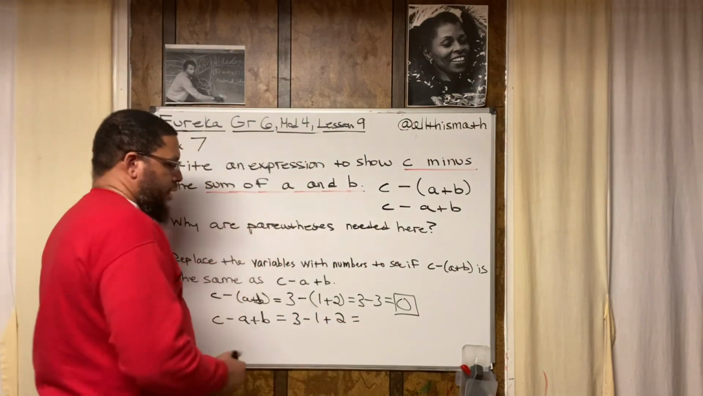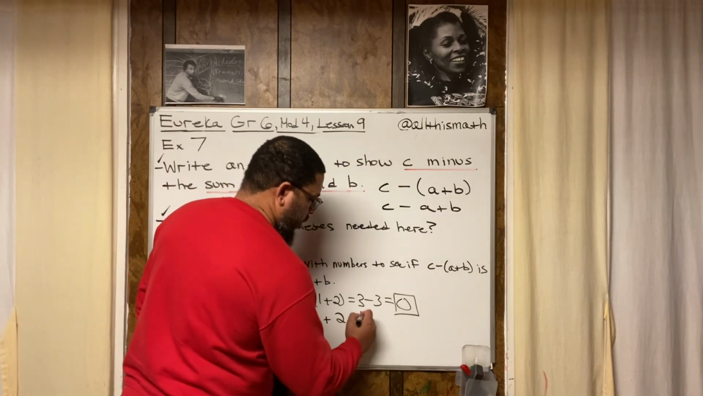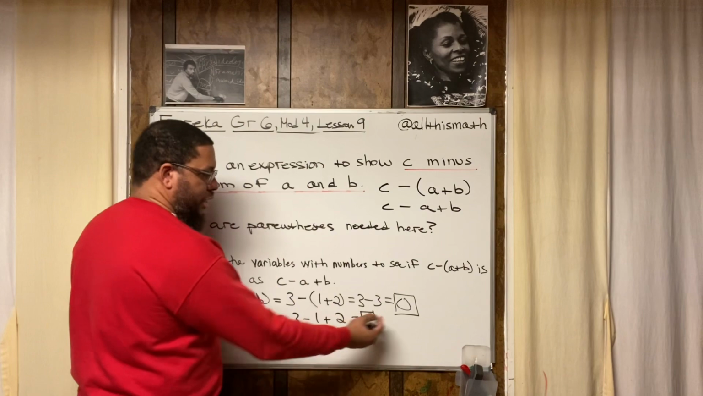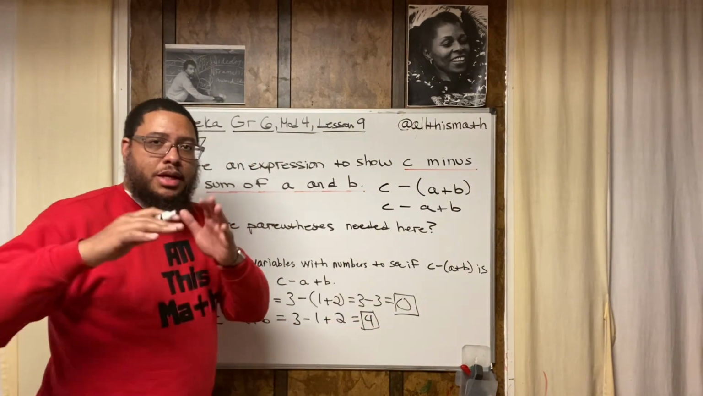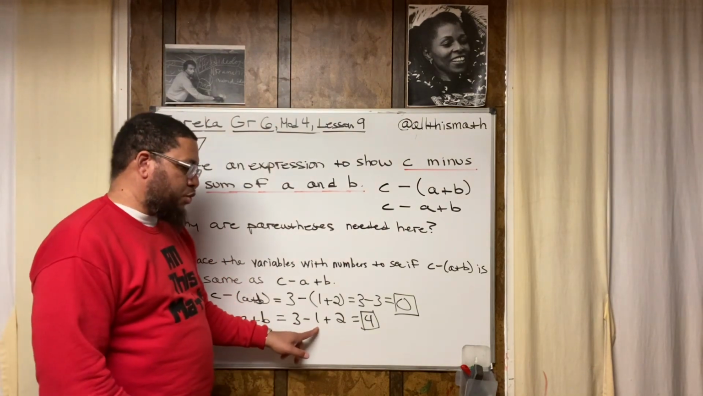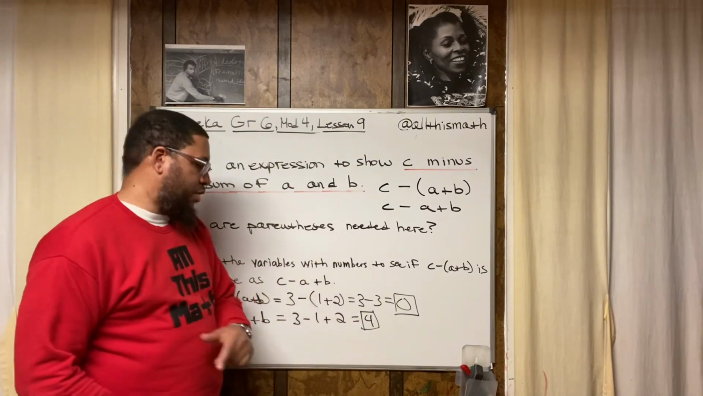Because look, if I do 3 minus 1, I get 2. And then 2 plus 2 is 4. So we already know that these are different expressions because our numbers are different. But let me pivot a little bit and talk about order of operations. Notice how I just did 3 minus 1 and I got 2. 2 plus 2 is 4. But watch, I get the same thing.